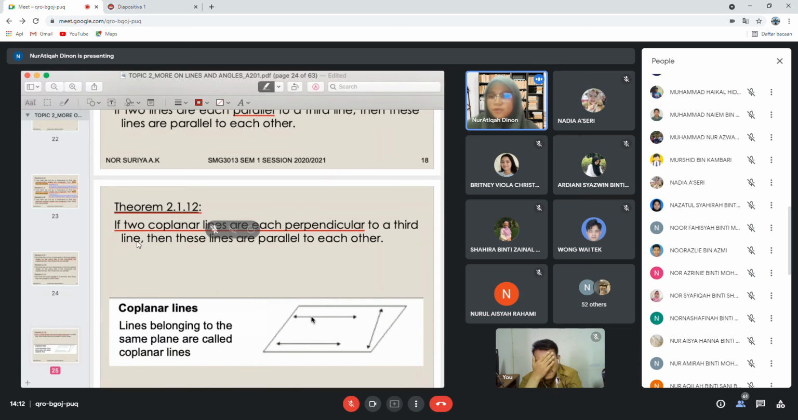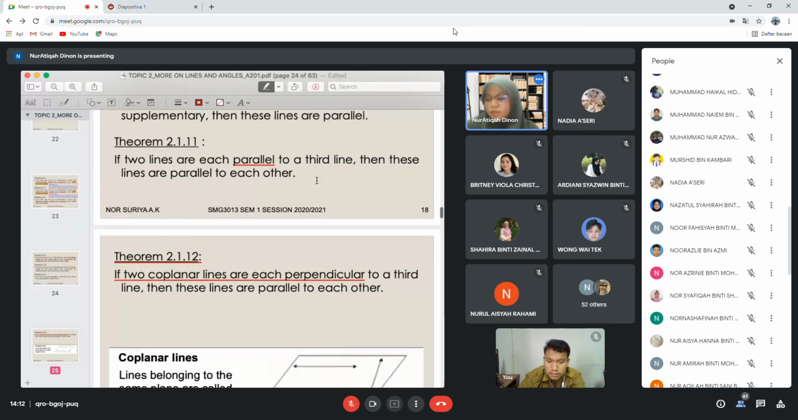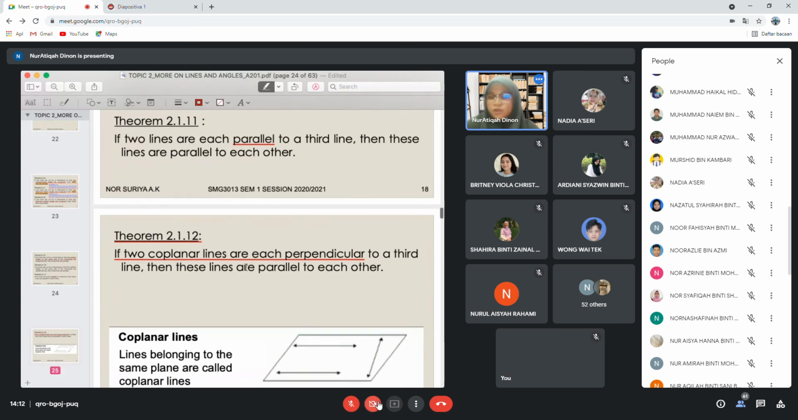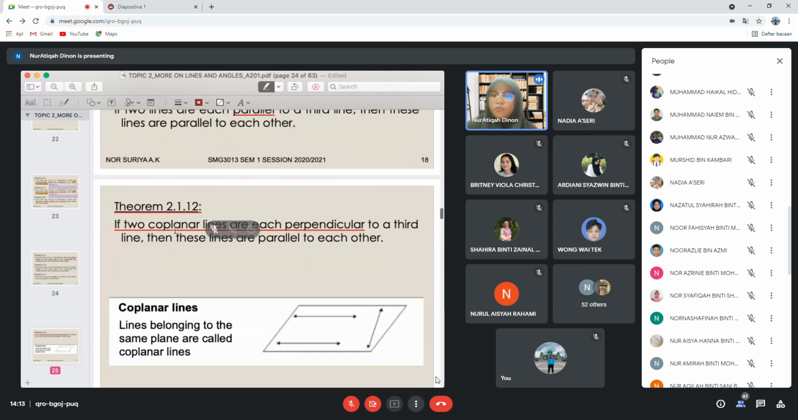So if this one is perpendicular to this one, and this one is perpendicular to this one, we can say that these two lines are parallel to each other. This statement is true even if the three lines described are not coplanar. That means all three lines don't have to be in the same plane. But this one cannot be true if all three lines are not on the same plane. That's why we have coplanar here.